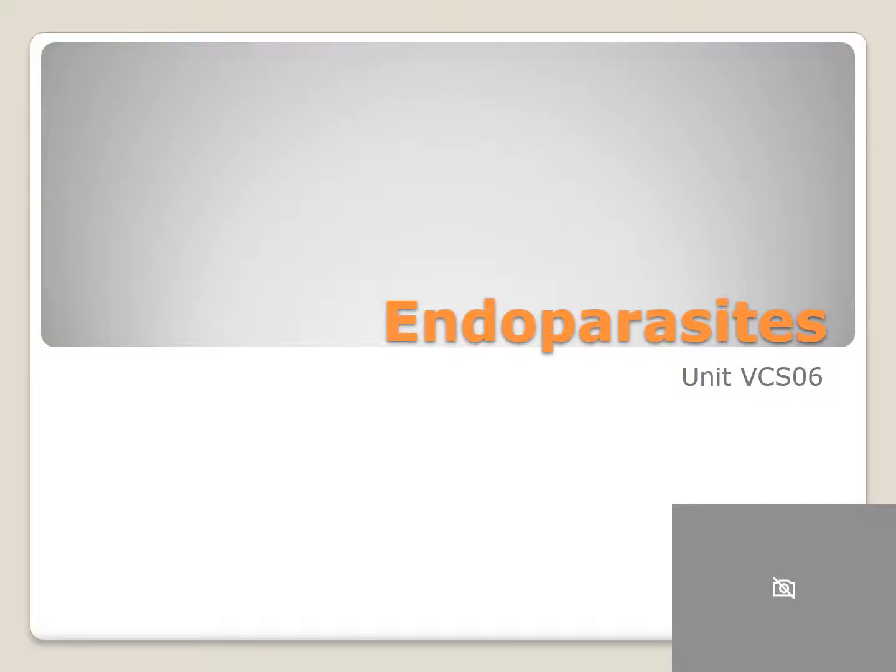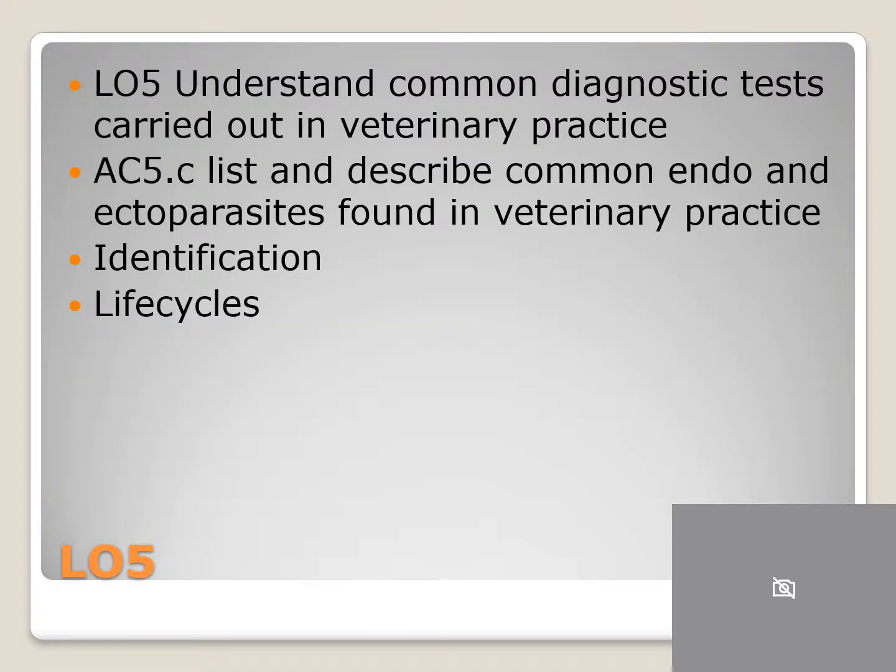Unit VCS06 Endoparasites. For learning outcome 5, you need to understand common diagnostic tests that are carried out in veterinary practice. Assessment criteria 5C wants you to be able to list and describe common endo and ectoparasites found in veterinary practice. And as part of this, you need to be able to identify them and also their life cycles.